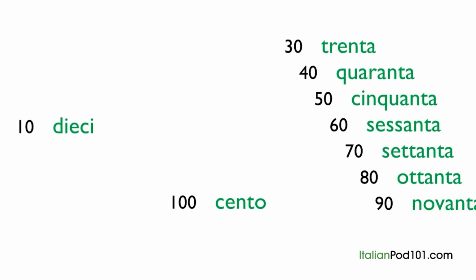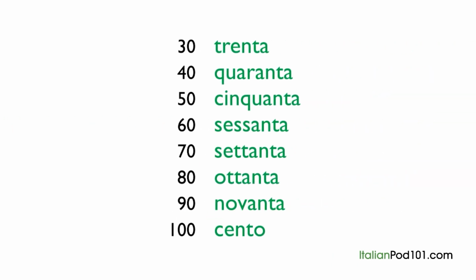Now I'll give you the tens. 30, 40, 50, 60, 70, 80, 90, 100. We form Italian compound numbers above 20 by simply adding each element in successive order.